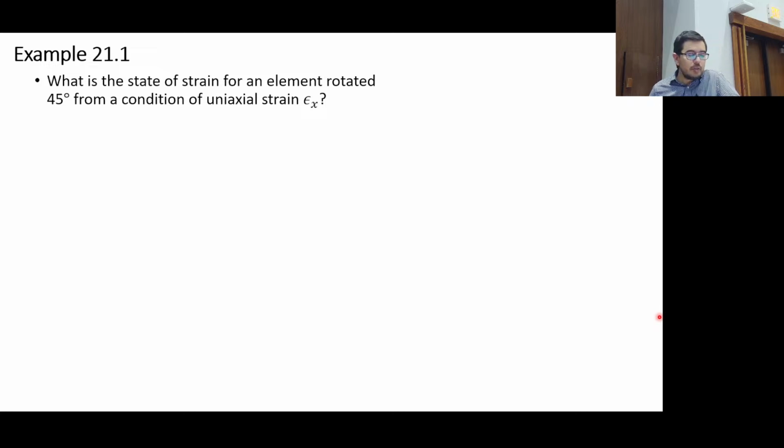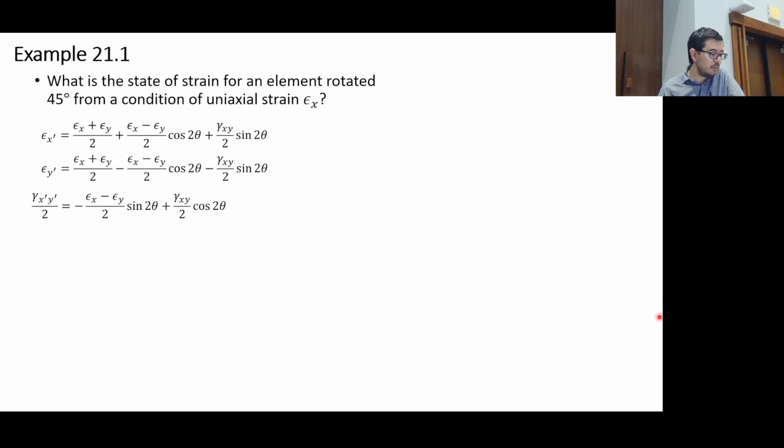Okay, so now let's look at an example. What is the state of strain for an element rotated 45 degrees when you have a uniaxial strain of epsilon x? Okay, so why would I pick this one? Well, you know that the uniaxial cases are kind of important and nice, because from a practical perspective, that's how we test the materials usually, right? We test them with a uniaxial loading.